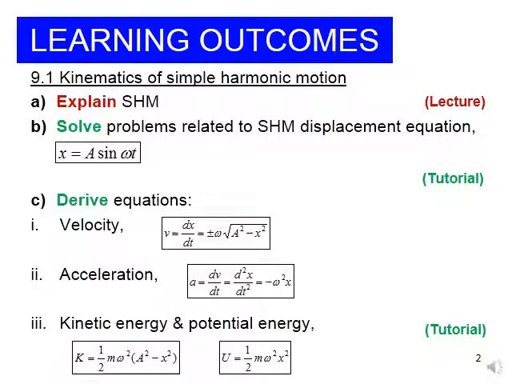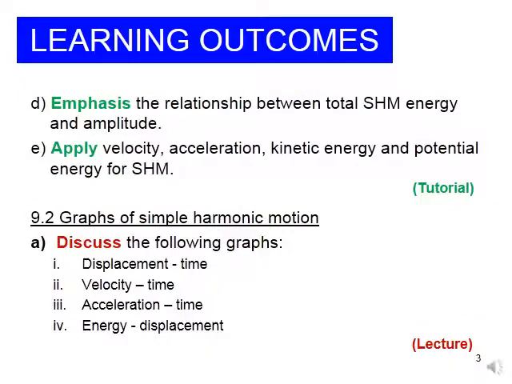As you can see on the slide, we have a few learning outcomes for 9.1, kinematics of simple harmonic motion. At the end of this topic, you should be able to explain simple harmonic motion. For 9.2 learning outcomes, graph of simple harmonic motion. At the end of this topic, you should be able to discuss the following graph.